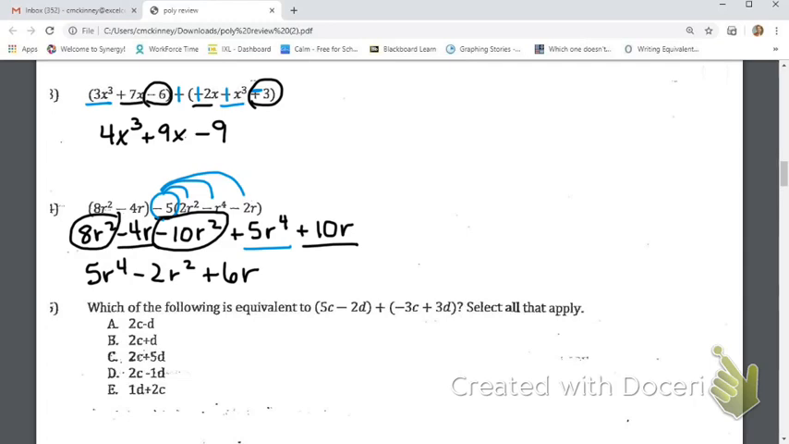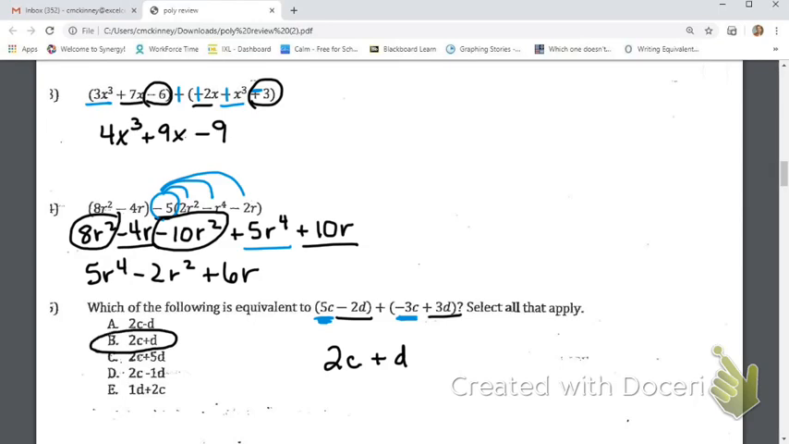And then this next one is another select all that apply, so you should expect there's more than one of those multiple choice that is the same. So it's just add in the middle, so I don't need to change signs. I just go straight to putting my like terms together. So I have some C's, so 5 and -3, 2C. -2 and +3, that's plus 1D or just D. So 2C plus D, there's exactly what I see.